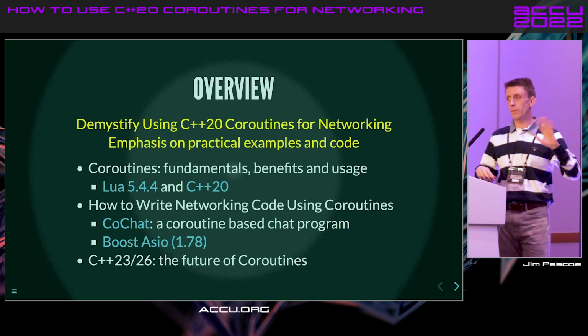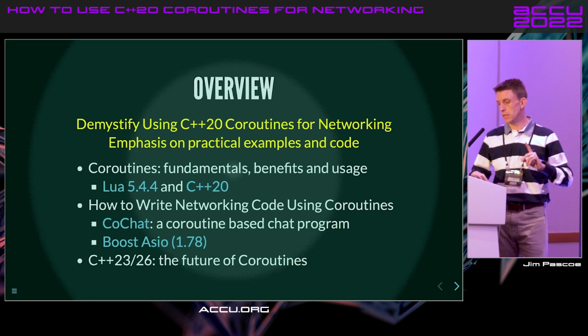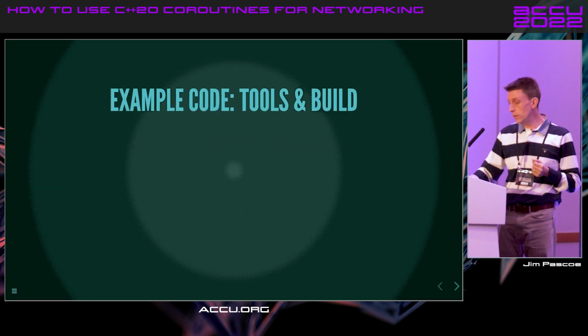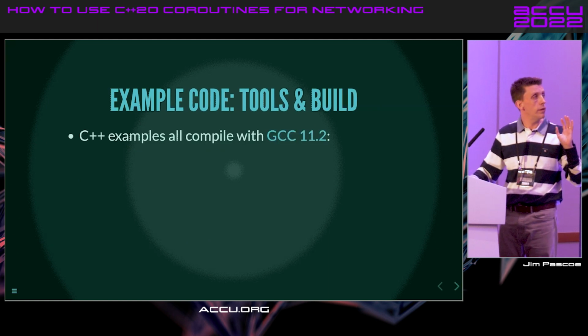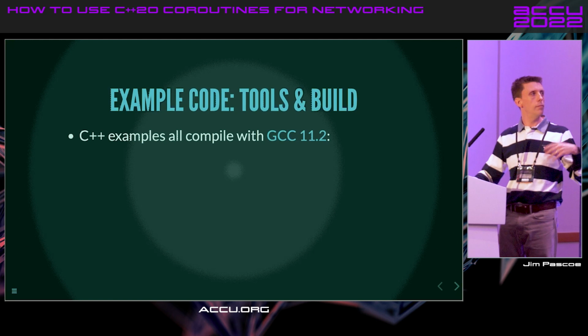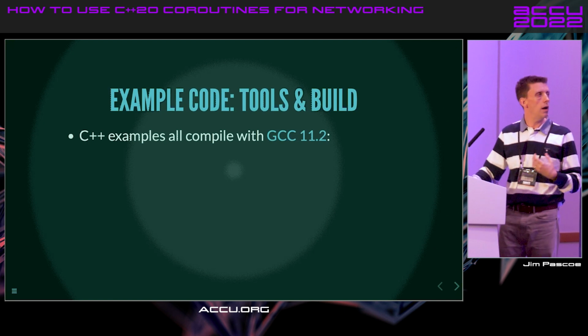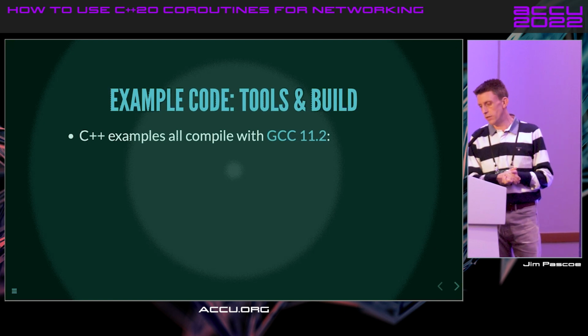And so we're going to talk briefly about C++23 and 26. Okay, all right. So a few notes. The example code, it's all built with GCC 11.2. The reason for that was because it seemed to have the easiest out-of-the-box coroutines facilities, so I use that.